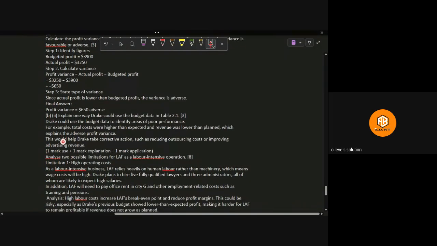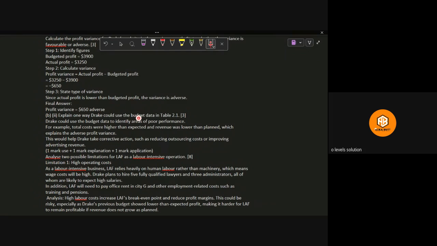Okay, so here they have asked, explain one way Drake could use the budget data. As you can see, we estimated that cost will be like this, but cost has increased, and similarly he estimated his revenue as well. So this kind of budget will help to identify the areas of poor performance. We estimated that the cost will be this, but it has increased, so it means that maybe we performed poorly.